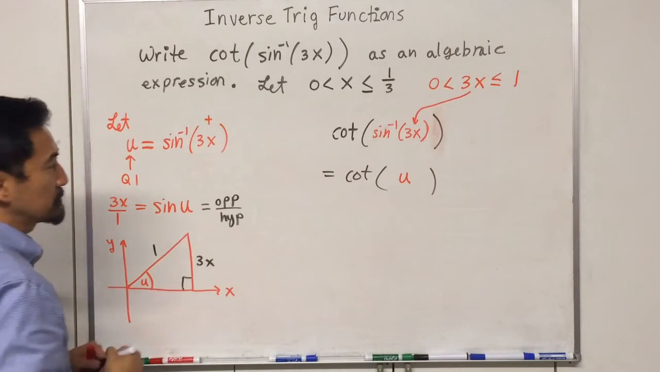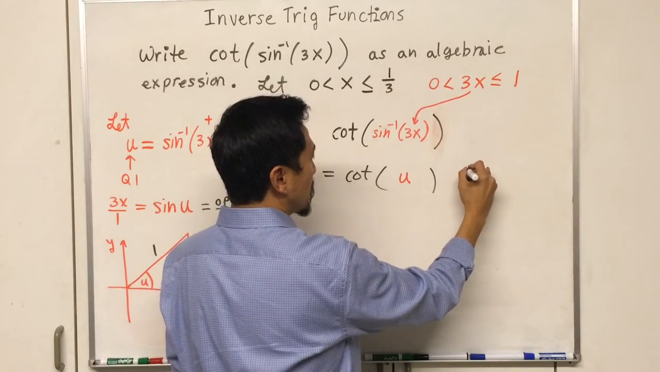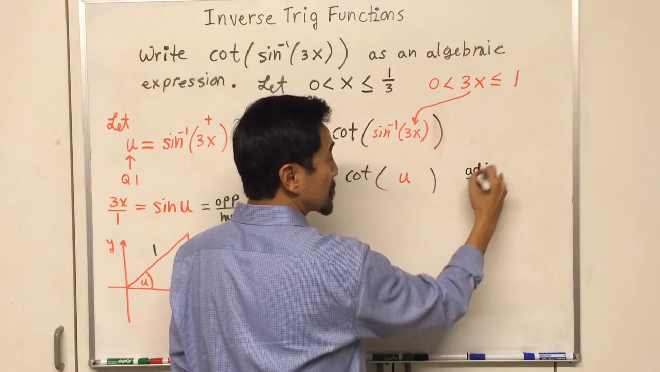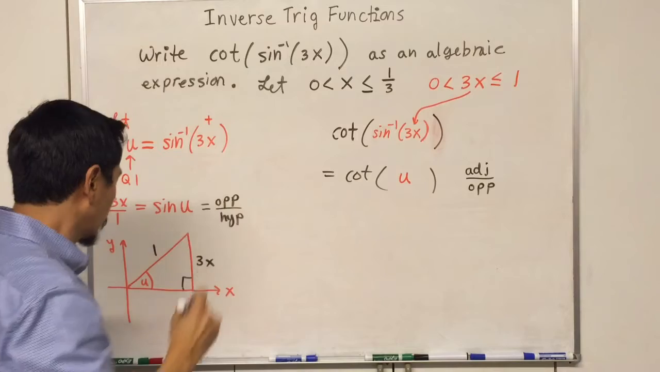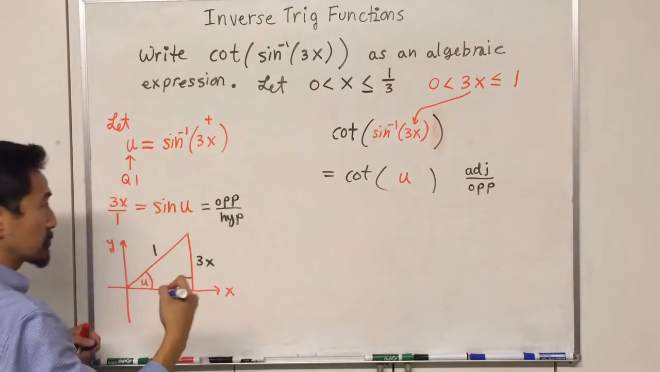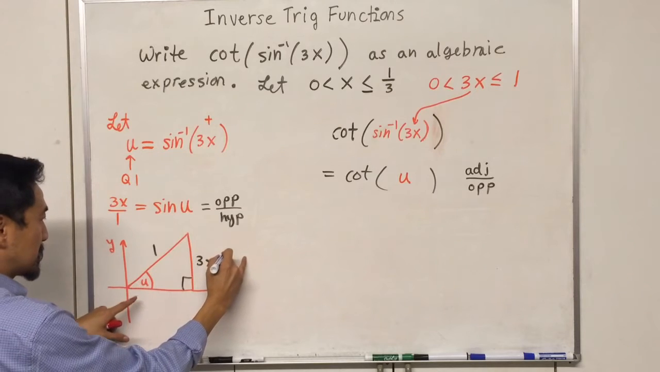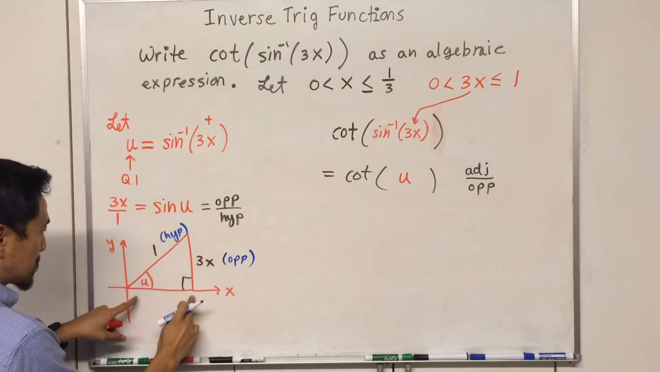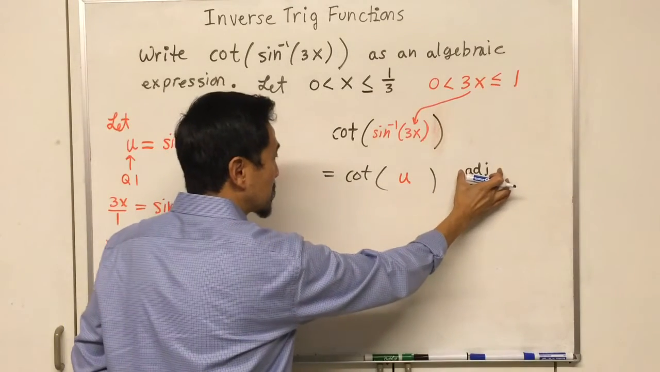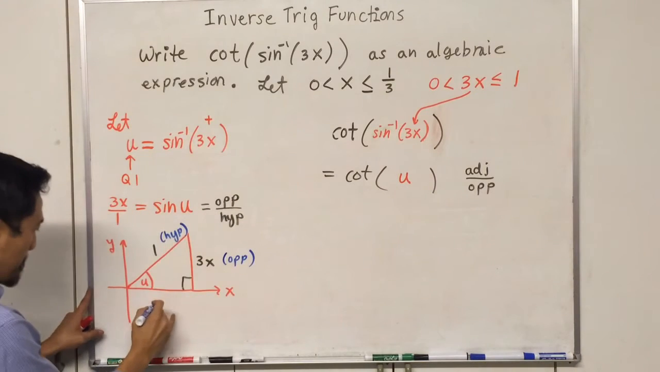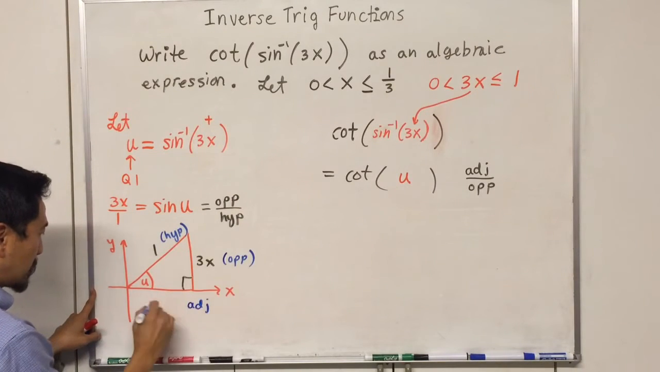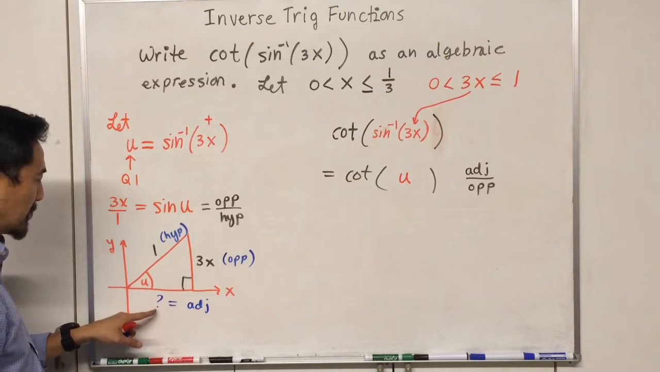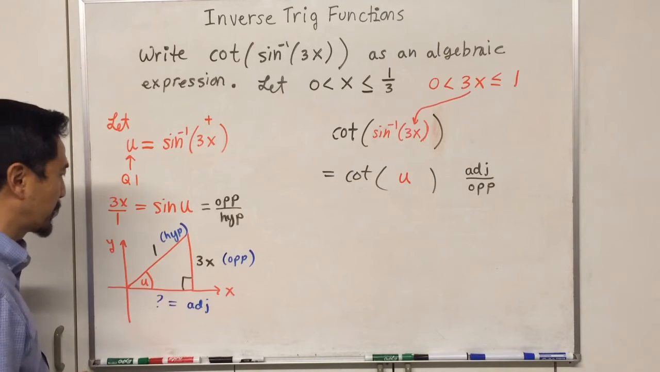But what is cotangent? By definition, cotangent is adjacent over opposite. On the triangle, notice what we have: 3x is the opposite, 1 is the hypotenuse, and we're missing the adjacent, and we need the adjacent in order to complete the cotangent. So let's call that adjacent the question mark. That's our mystery length that we're trying to find.